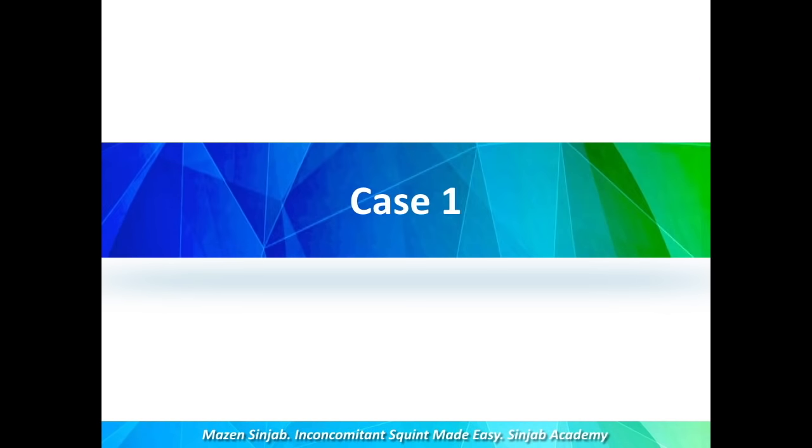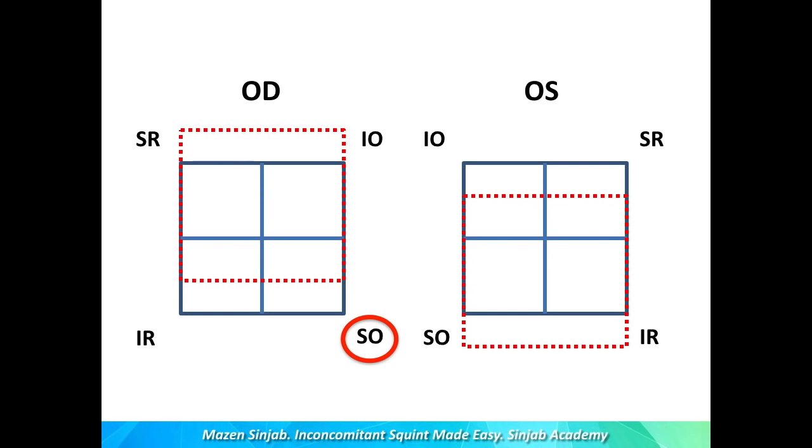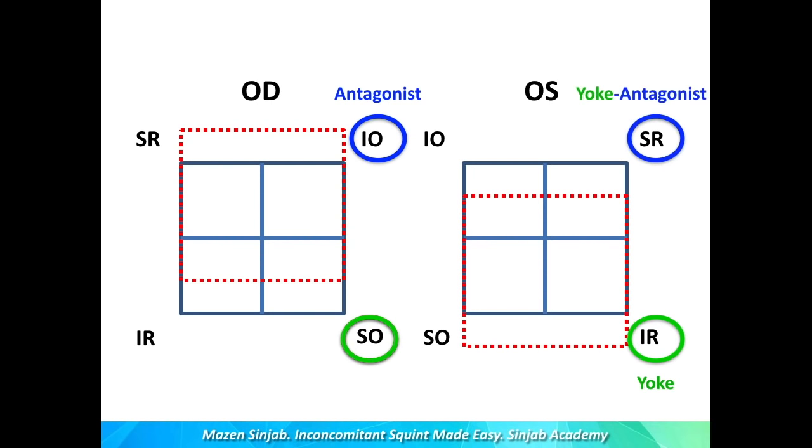Case number 1. A patient has right eye hypertropia due to superior oblique palsy. Since he has superior oblique palsy in the right eye, the options for treatment are either to work on the superior oblique itself, or on its antagonist, which is the ipsilateral inferior oblique muscle, or on its yoke muscle, which is the contralateral inferior rectus muscle, or on the antagonist of the yoke muscle, which is the superior rectus in the left eye.